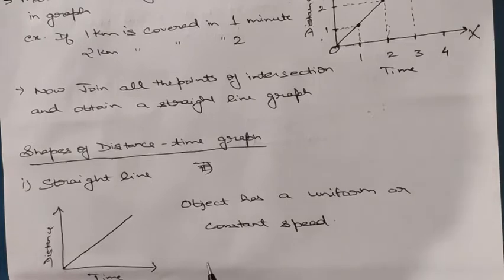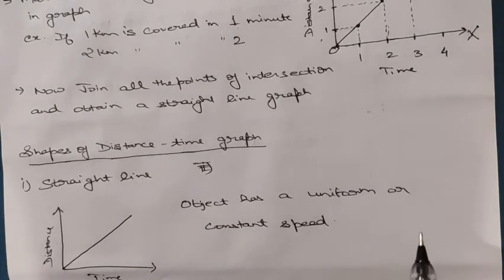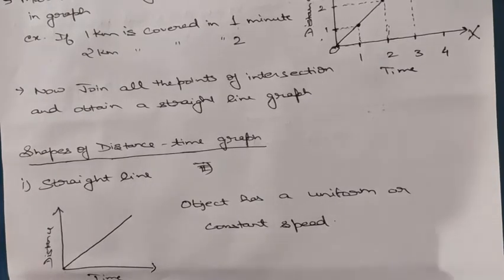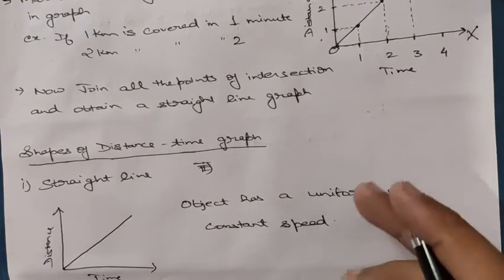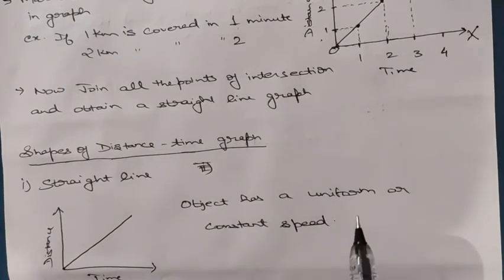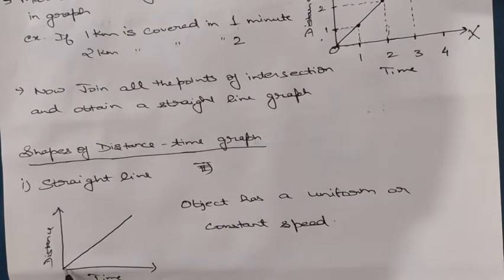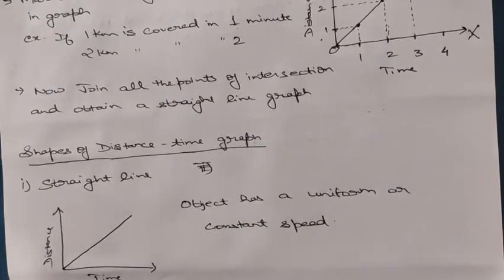How can you say? After 1 minute it has traveled 1 kilometer, after 2 minutes the distance was 2 kilometers, after 3 minutes the distance was 3 kilometers. So we can say yes, it is moving with constant speed. That's why the distance it travels keeps increasing at a constant rate. If the speed was not uniform, then after 2 minutes it may have had 3 kilometers, or less than 2 kilometers. But if it is a straight line like this, then the object has a uniform or constant speed, covering equal distances in equal time intervals.